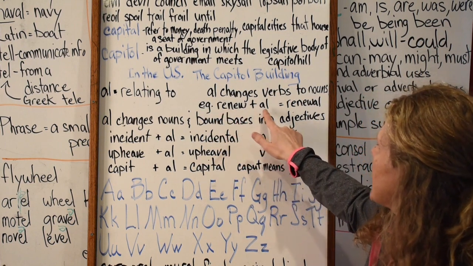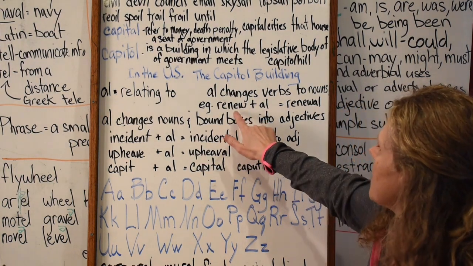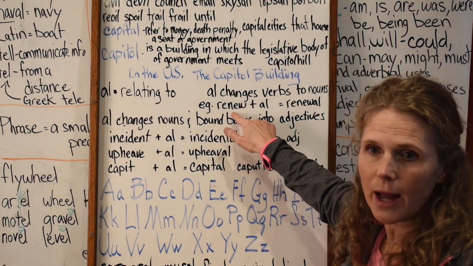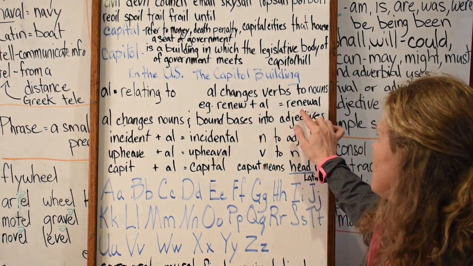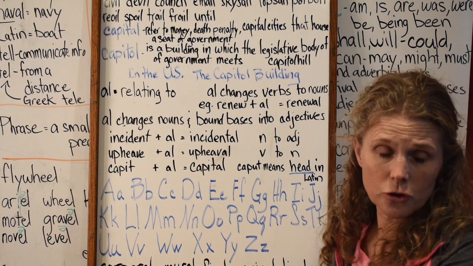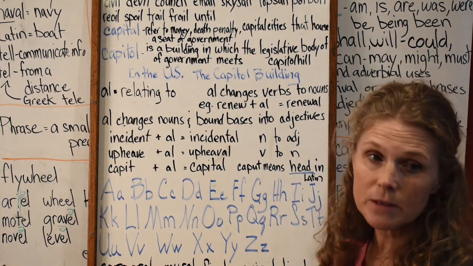Renew, plus AL, you go to renewal. So see how this is a verb? I will renew the subscription. You're adding the AL and you say, the renewal of their subscription is finished.